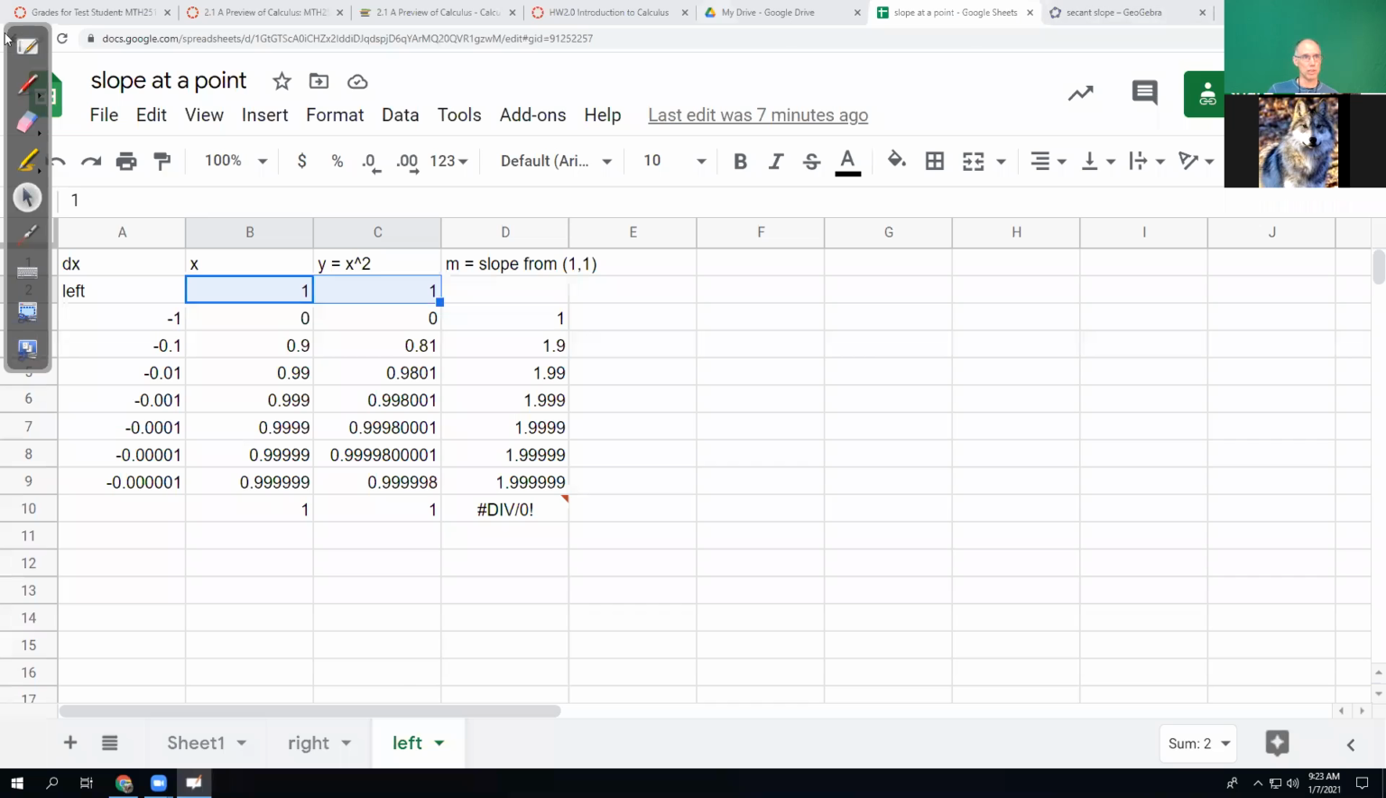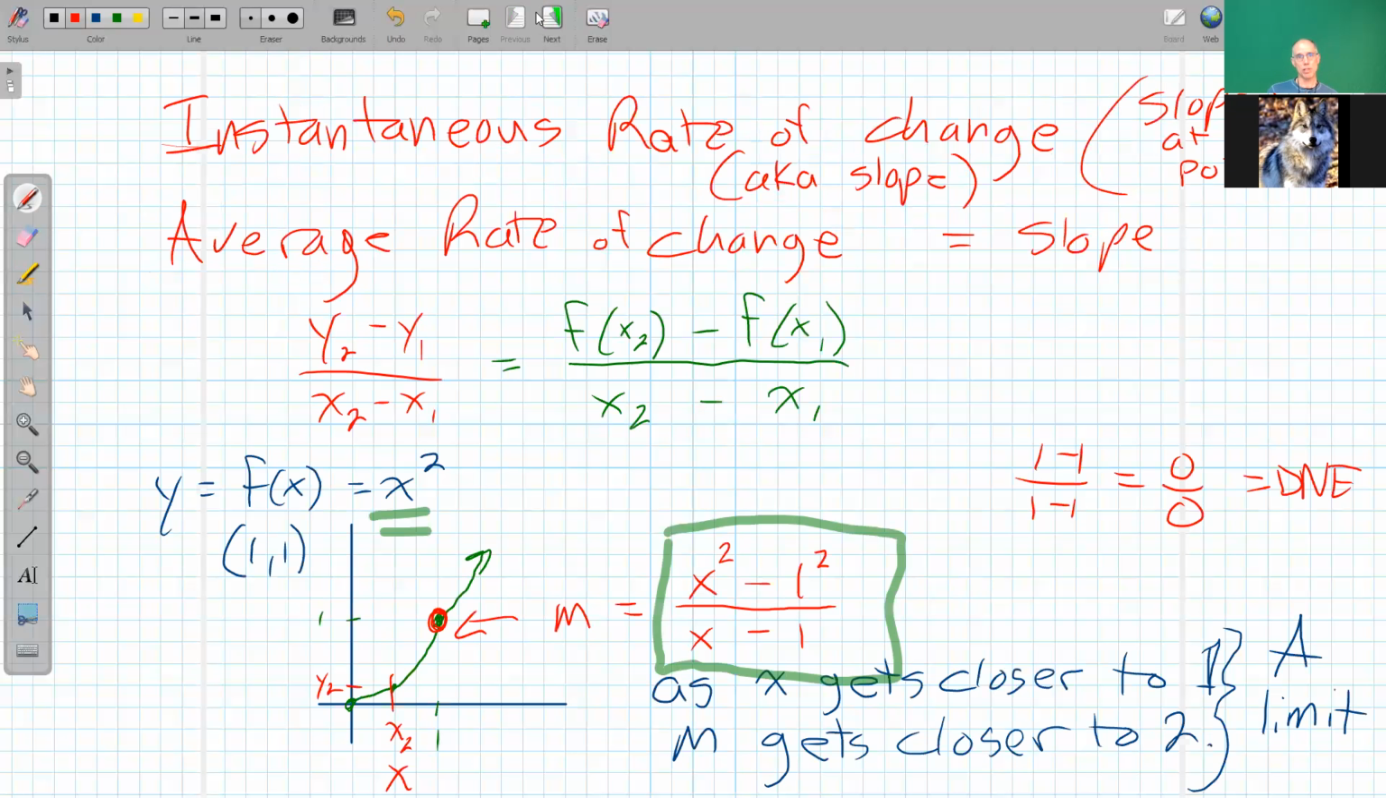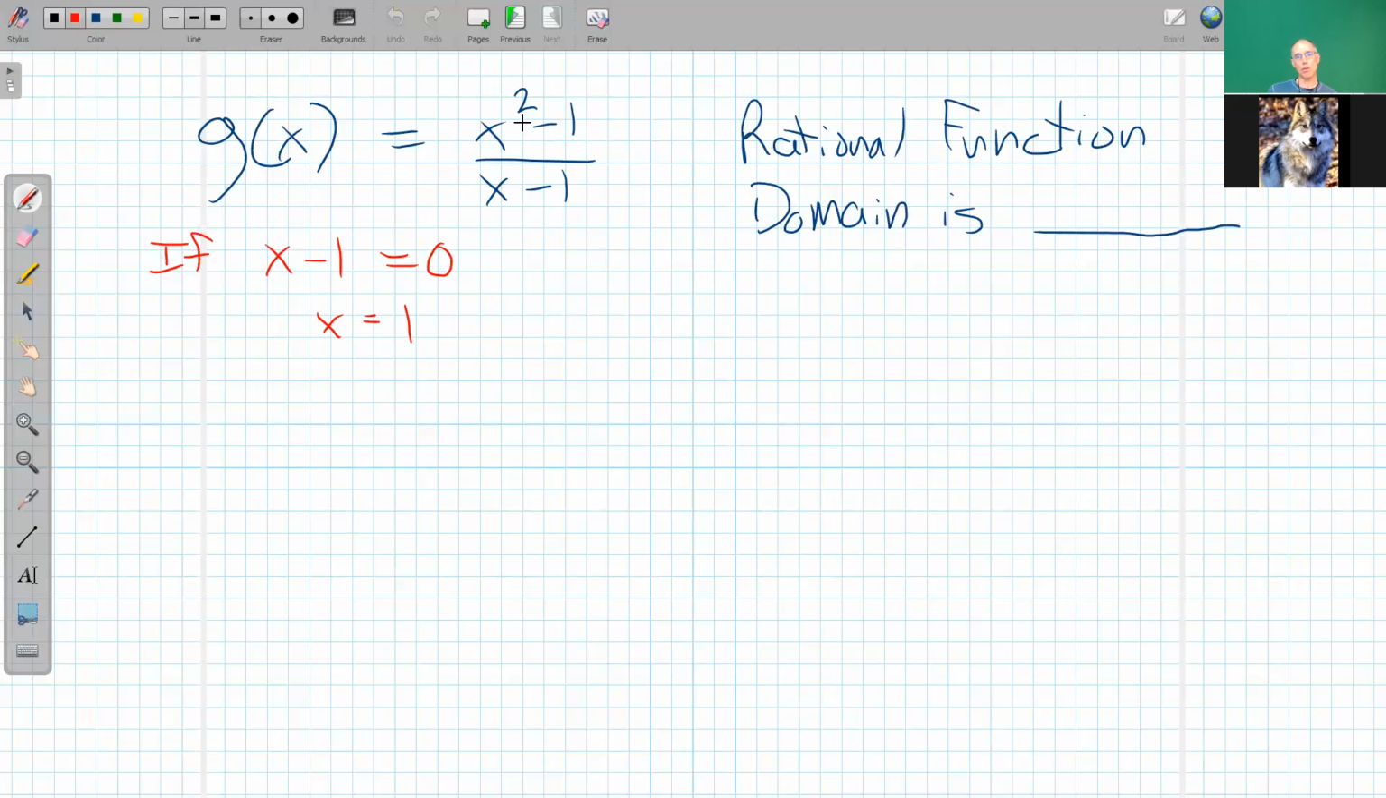So, oops, wrong button, this one right here. So what happens is with this function right here, any other number is okay. I can plug in 0 here, right? So if I let x equal 0, then I get 0 squared minus 1 over 0 minus 1, which is negative 1 over negative 1, which is just 1. Okay? So I just calculated g of 0 is 1. So 0 is okay. The only number that is a problem here is if I try to plug in 1.